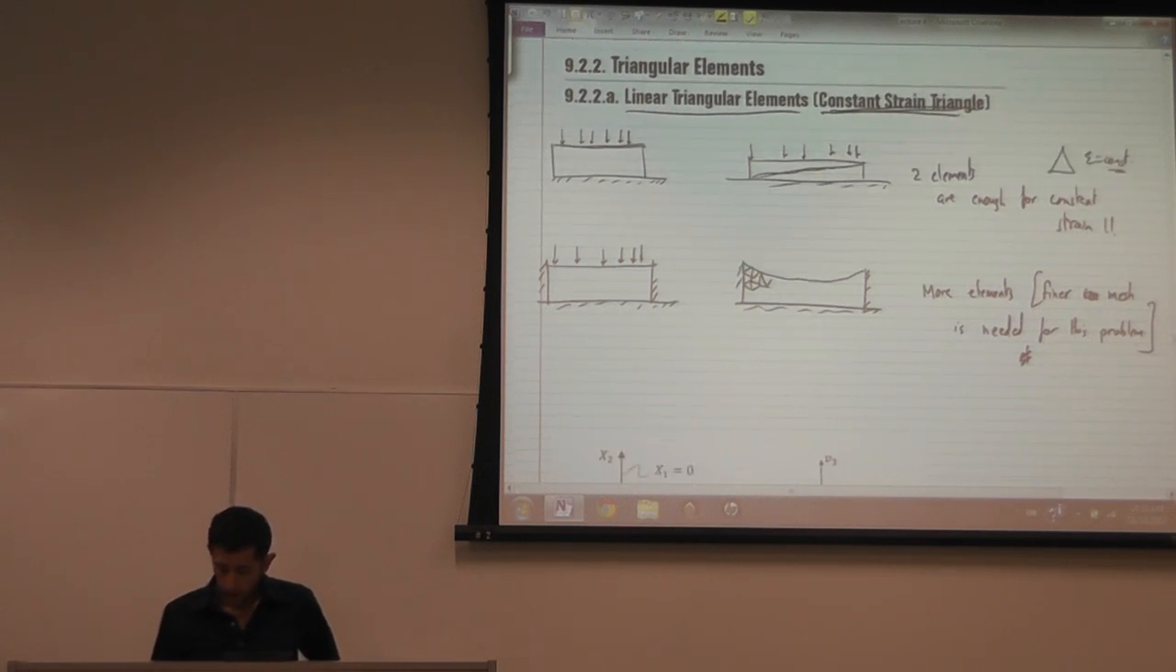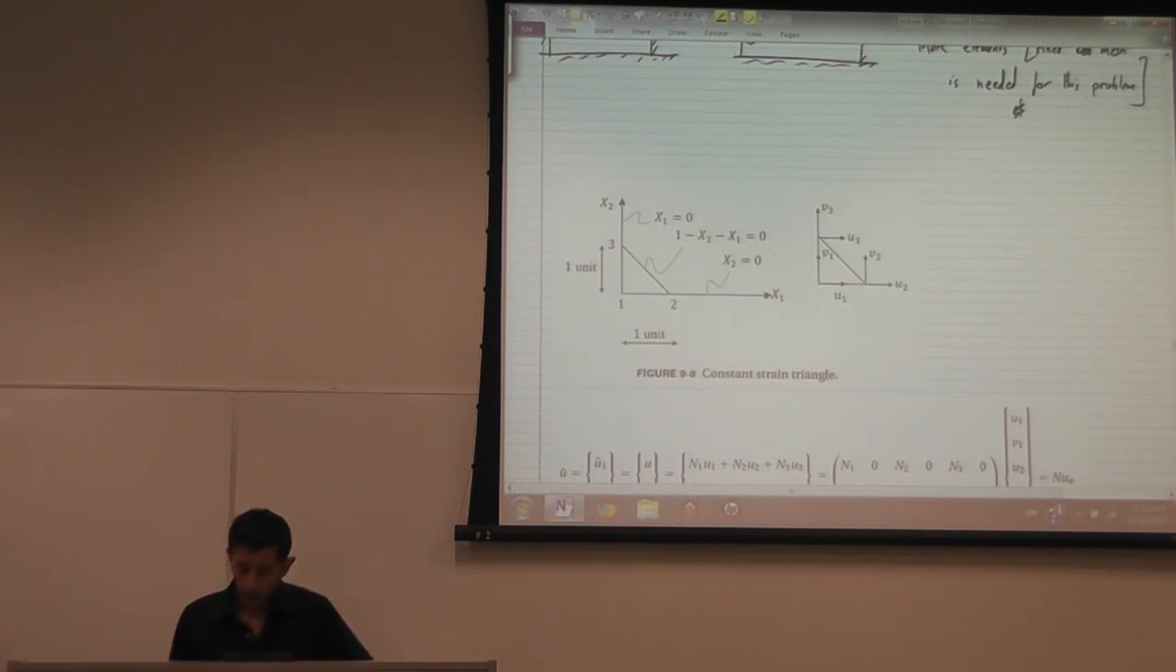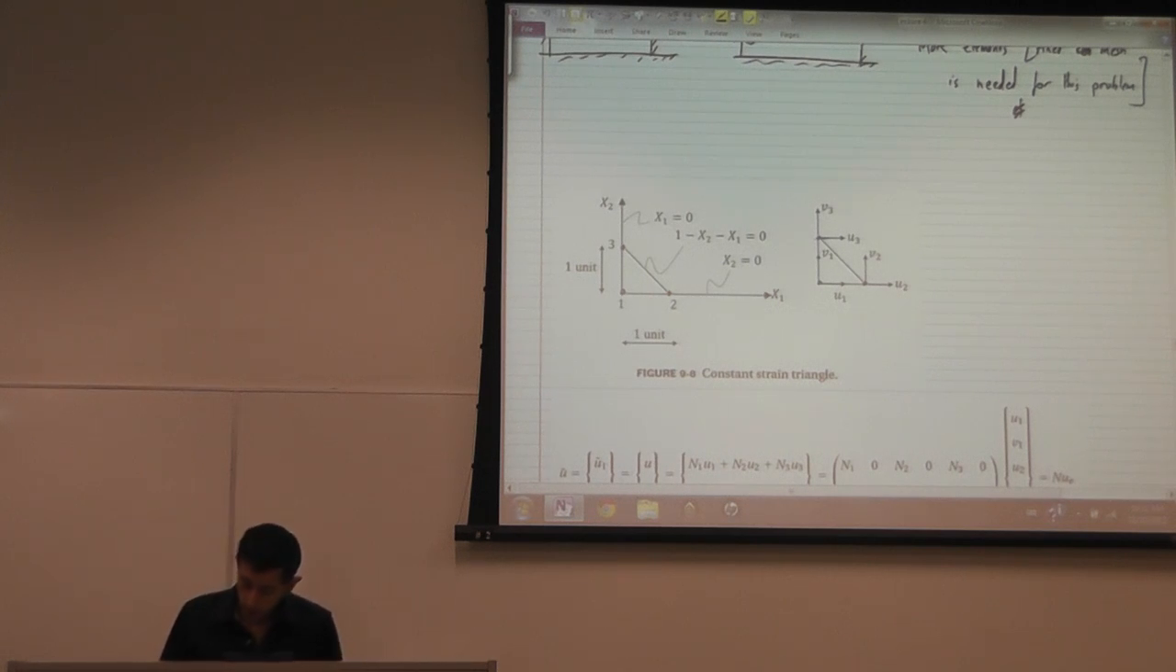So, in this triangle element, I assume the following. I assume three nodes, and the displacement of each node. Each node has u1, v1, u2, v2, a horizontal displacement and a vertical displacement. And the displacement in the middle is an average.